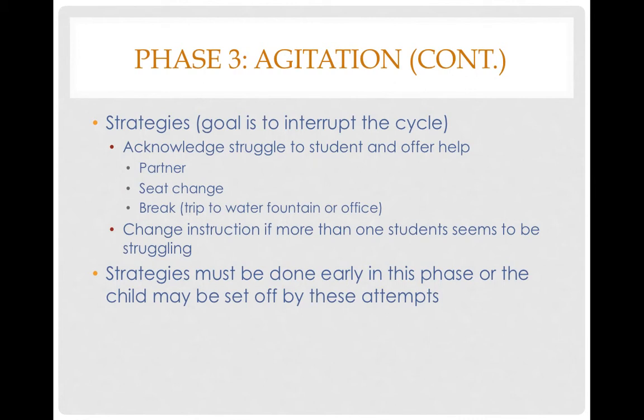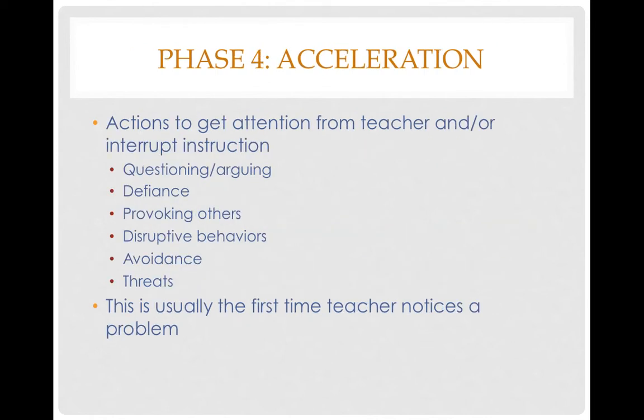If you notice that more than one student seems to be struggling with the material or seems frustrated, it might be a cue to change the instruction. If strategies are not effective at this phase or behaviors go unnoticed, the acceleration phase occurs. The child will then do actions to get attention from the teacher and or to interrupt instruction.